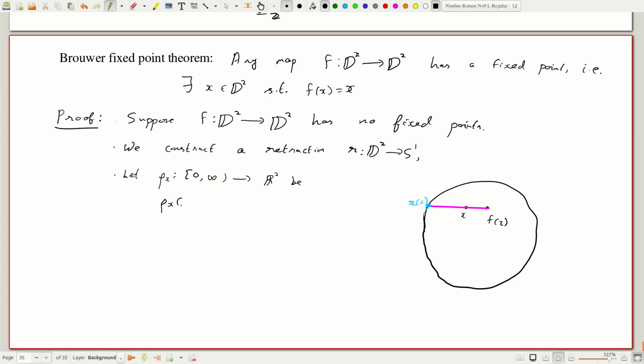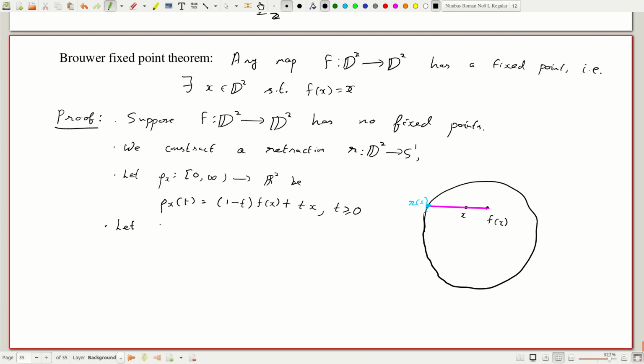Rho x of t. You simply use the formula for convex linear combinations: 1 minus t times f of x plus t times x. So note at t equals 0 you're at f of x, t equals 1 you're at x, but it continues where t is greater than or equal to 0. Now it could happen that f of x itself was on the boundary, then you don't want to take it as f of x. Otherwise it would be discontinuous.